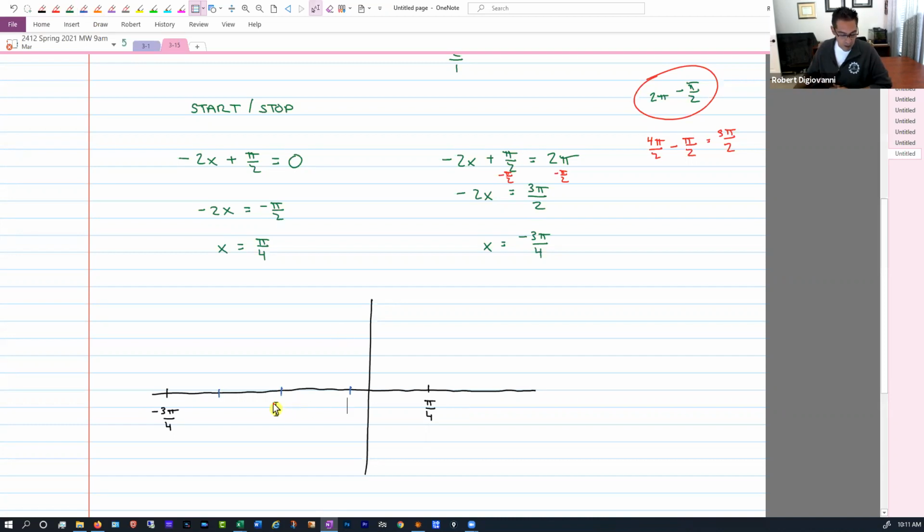So let's find this middle point first. Okay, let's find that middle one. We'll add those up. So -3 pi over 4, we'll add to it pi over 4, and we'll divide by 2. So if we add these up, we get -2 pi over 4 over 2. And that's the same as -pi over 2 over 2. And so you should get -pi over 4. So that's this, -pi over 4.